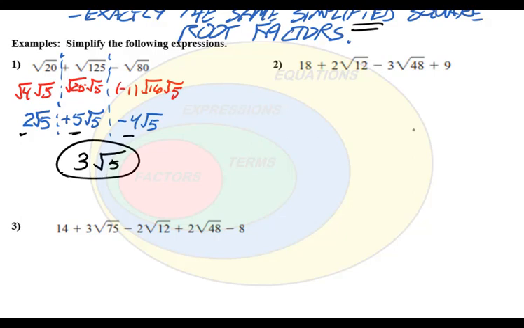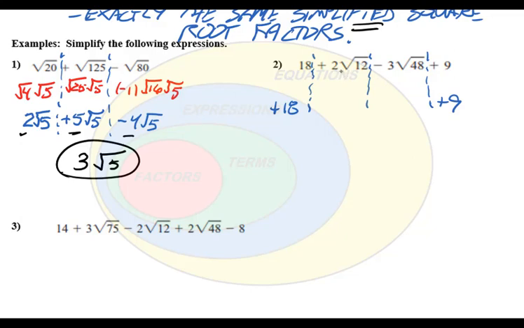All right, so we'll do the same thing for the next problem. Again, we need to separate the terms first. So in this case, there's 4 terms. If you notice, a couple of the terms we don't have to simplify. They're basically already term values. So the first term is an 18 and the last term is a 9. But we do need to simplify 2 square root of 12.